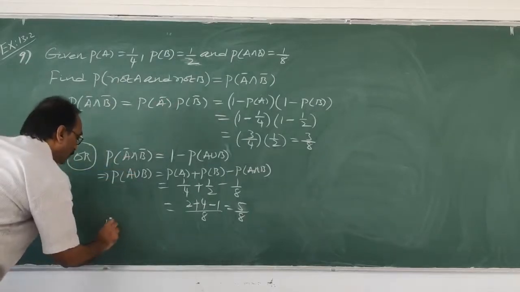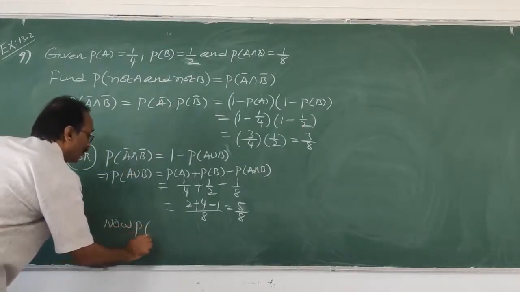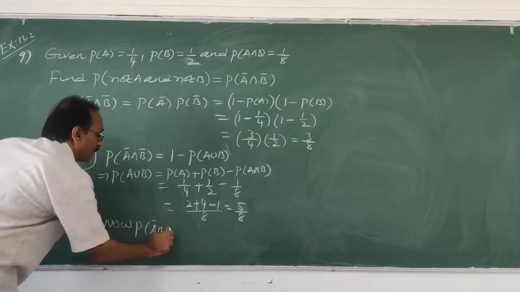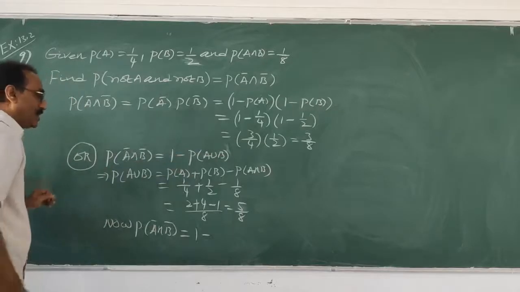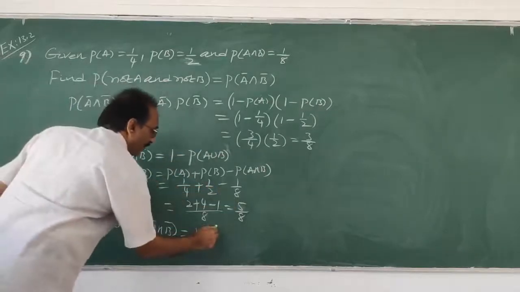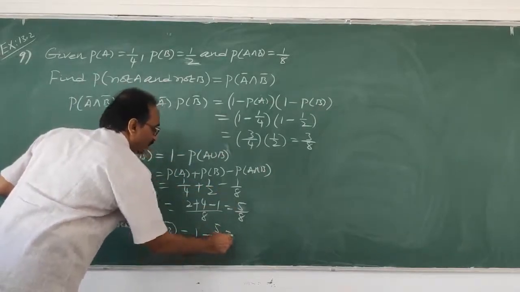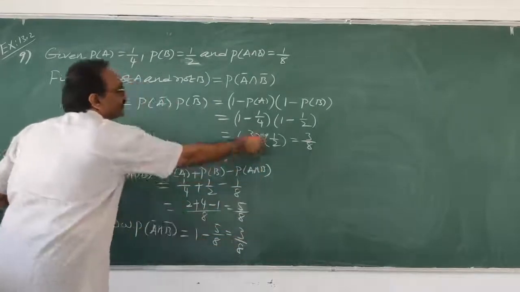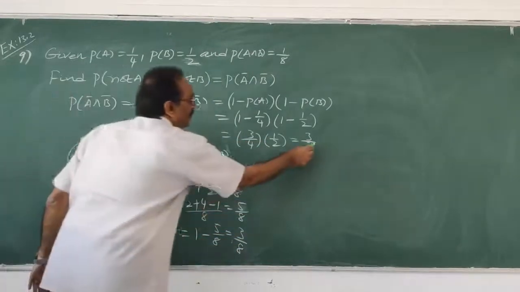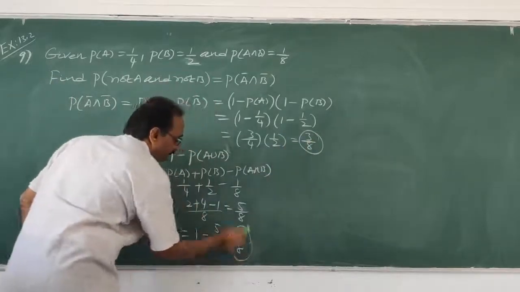So now P of A bar intersection B bar is equal to 1 minus P of A union B. What is P of A union B? We got 5 by 8. 1 minus 5 by 8 means 8 minus 5, that is 3 by 8. We got 3 by 8 here, and 3 by 8 here as well.